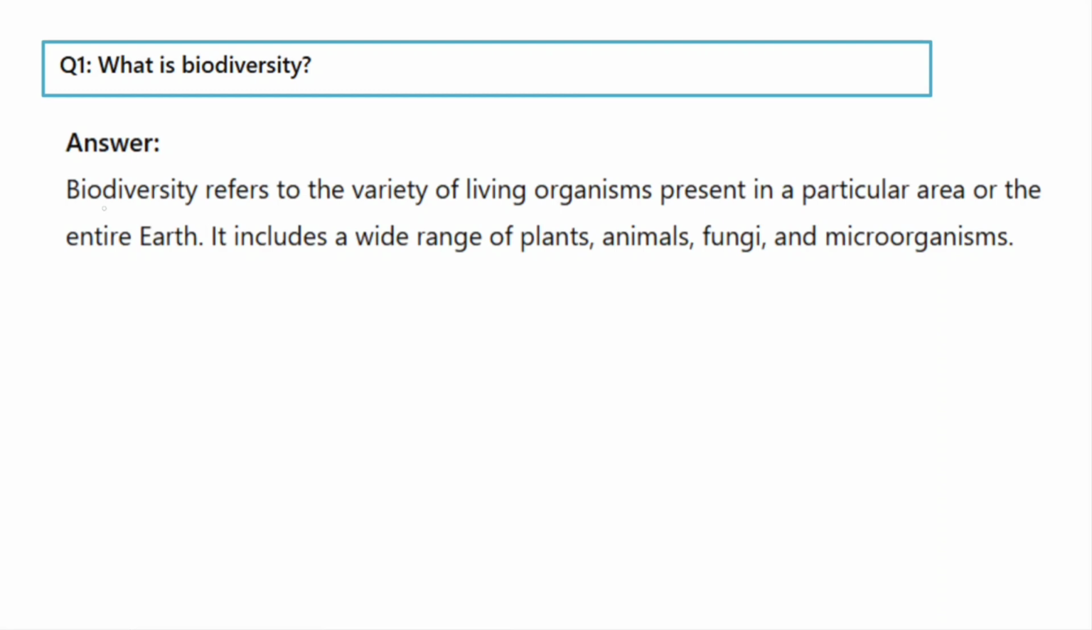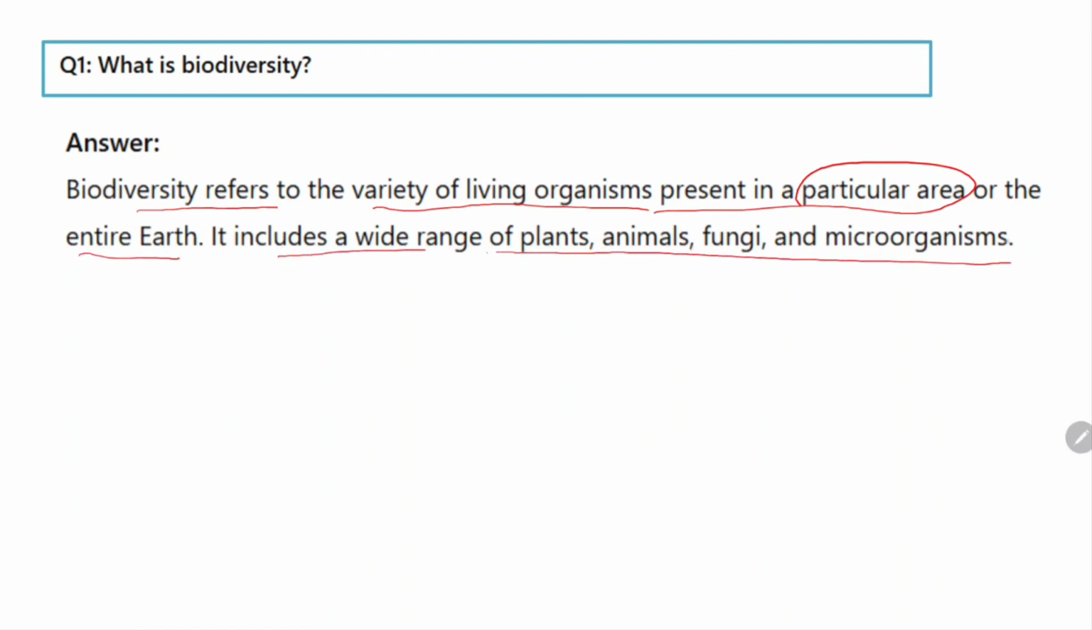If you are asked about biodiversity, what you have to write? You have to write: biodiversity refers to the variety of living organisms present in a particular area. Don't forget to mention this particular area, or the entire earth. It includes a wide range of plants, animals, fungi and microorganisms. You can take the screenshot and write in your notebooks afterward. I am not going to do a very detailed explanation again, as we have already done this in your summary class. If you haven't watched that, I request you to watch that video too. So this was your first question.